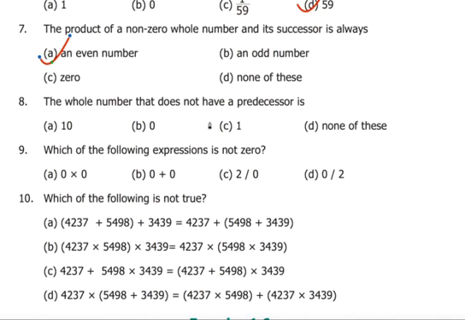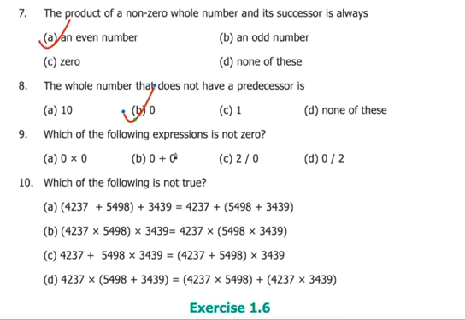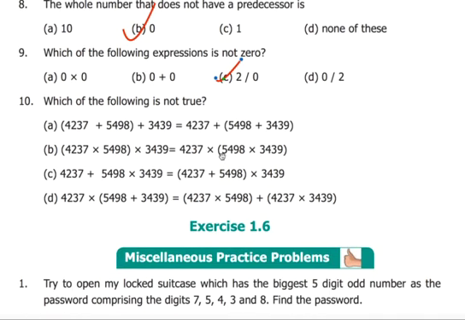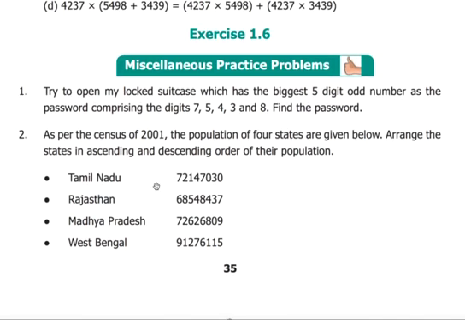The whole number that does not have a predecessor is 0. Which of the following expressions is not 0? This is 0, this is 0, this is not 0. Which of the following is not true? This is true, this is also true, this is not true. Try to open my locked suitcase which has the biggest 5 digit odd number as the password, comprising the digits. Find the password.